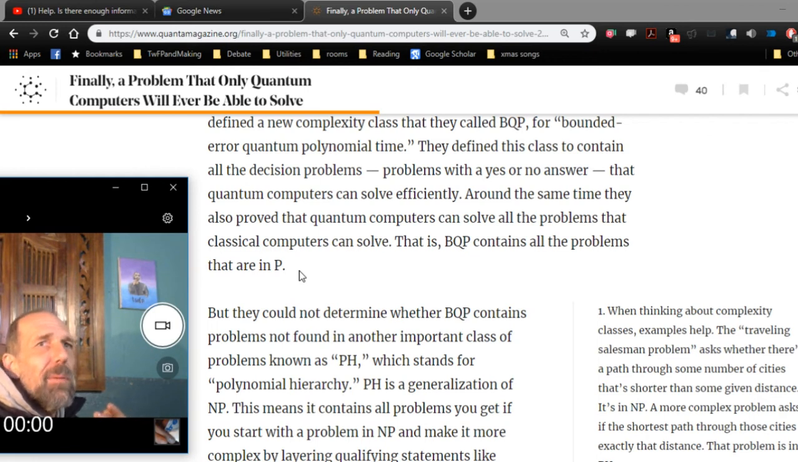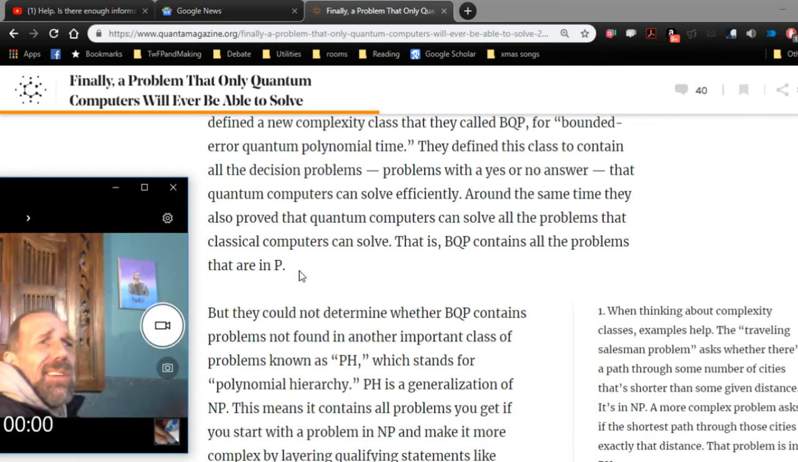But they could not determine whether BQP contains problems not found in another important class of problems known as PH, which stands for polynomial hierarchy. Polynomial hierarchy is a generalization of NP, which means it contains all the problems you get if you start with a problem in NP and make it more complex by layering qualifying statements like there exists and for all.